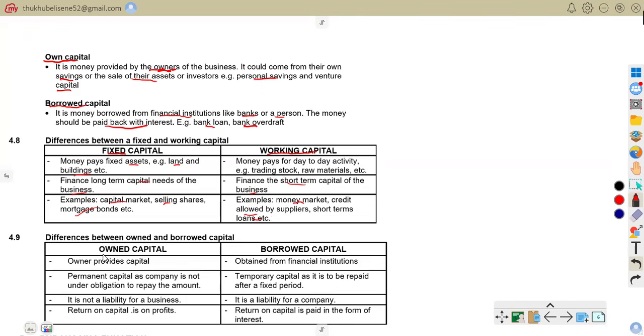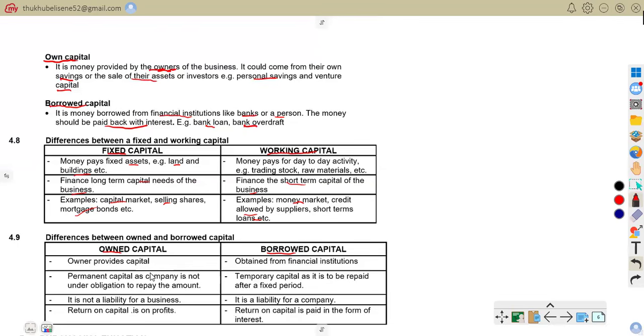Now, owned as well as borrowed capital. We have said that when you're talking about your own capital, that's the money provided by the owner himself. For example, a business owner invests 100,000 into the business from his own pocket. That is a permanent capital.